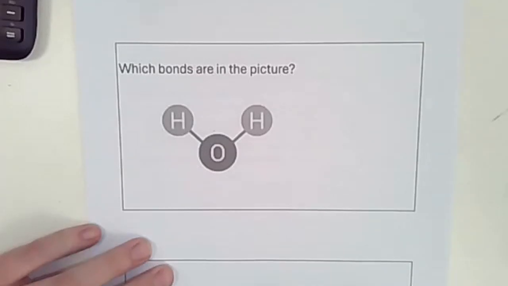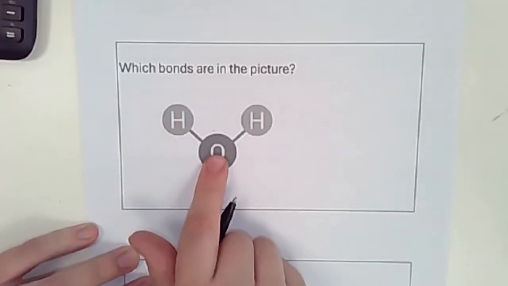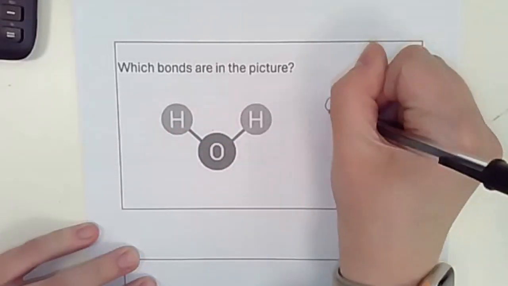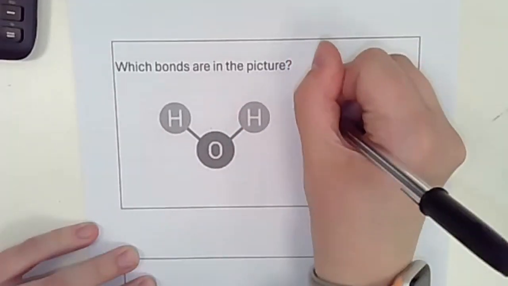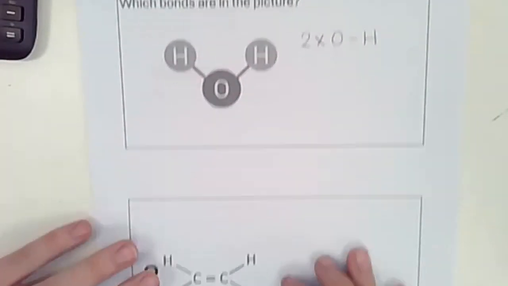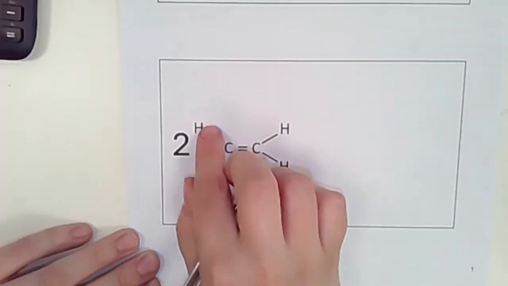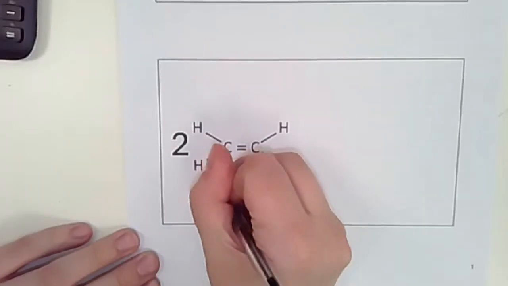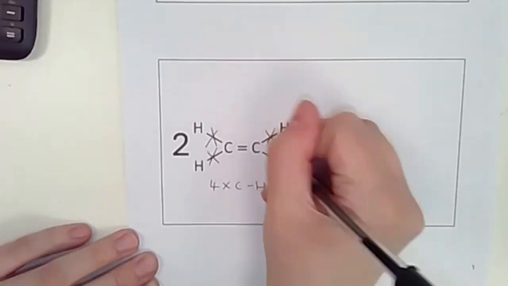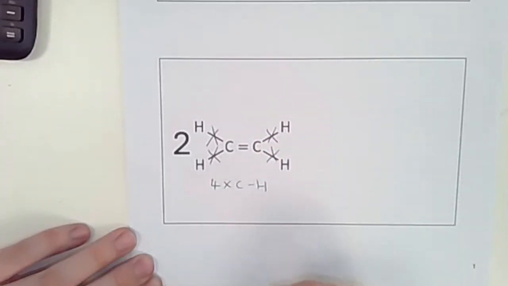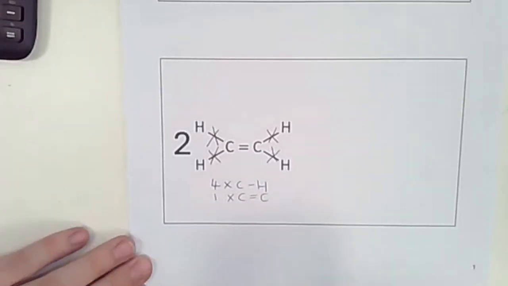A key part of answering bond energy calculations is identifying the bonds in a picture. In this example, I have a hydrogen-oxygen bond, which is a single bond, and I have two of them. So I have 2 times my oxygen-hydrogen bond. As my second example, I've got in my molecule 1, 2, 3, 4 carbon-hydrogen bonds. I'm going to cross them off as I count them, just to make sure I don't forget anything. And I also have in here 1 carbon double bonded to a carbon.